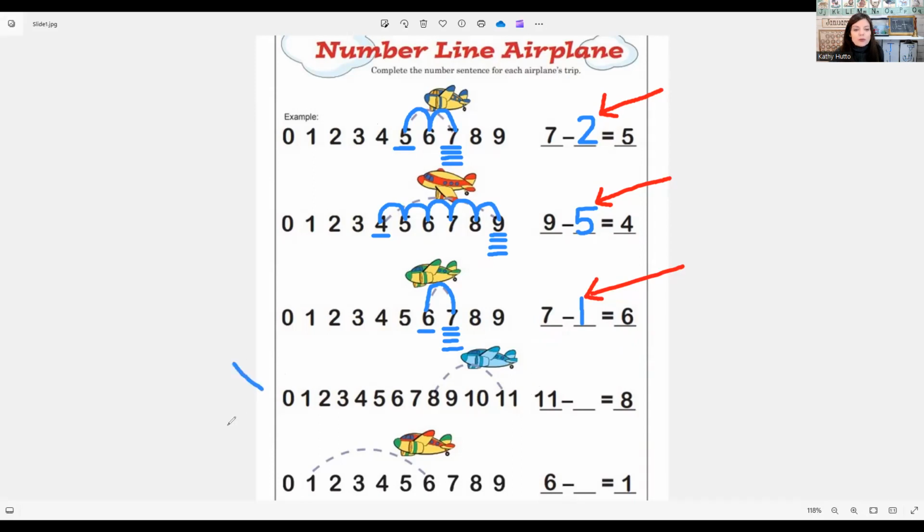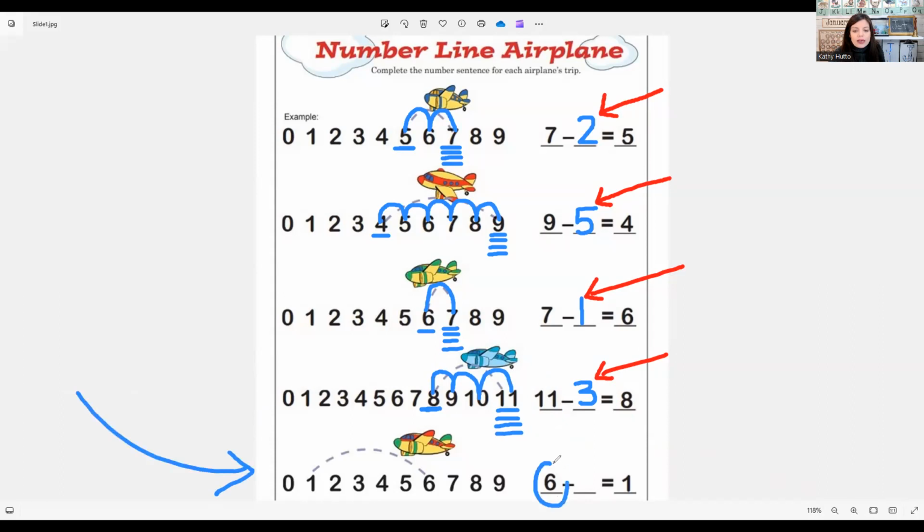Okay, let's do this one right here. The first number in the problem is 11, so that's where the plane will take off. The last number is 8. That's where our plane will land. Let's see how many spaces we'll fly. 1, 2, 3. Right, number 3. 11 minus 3 equals 8. Using a number line makes it easy to subtract. It doesn't even feel like a subtraction problem.